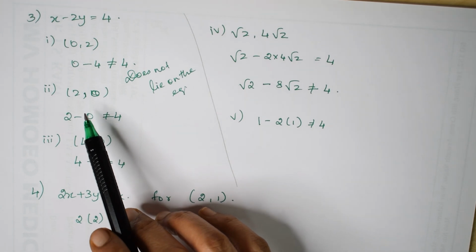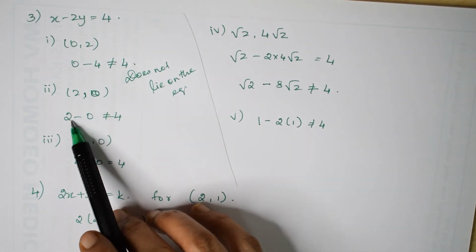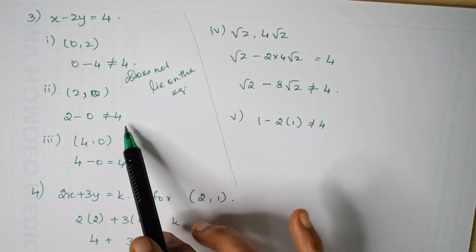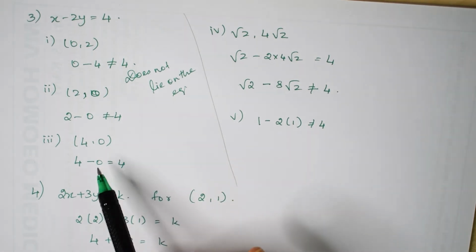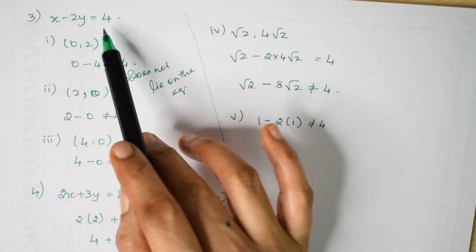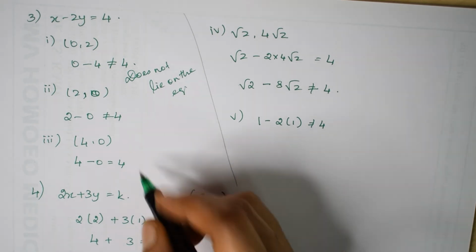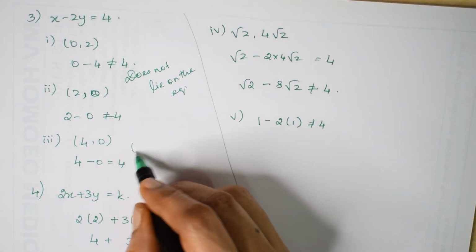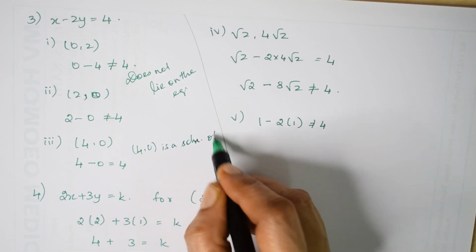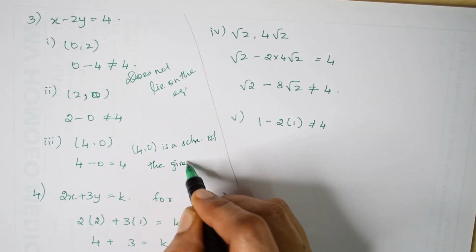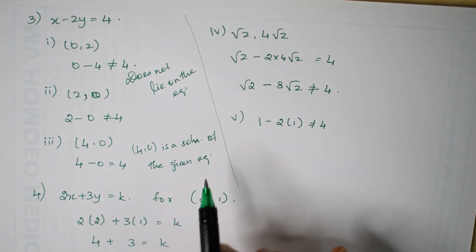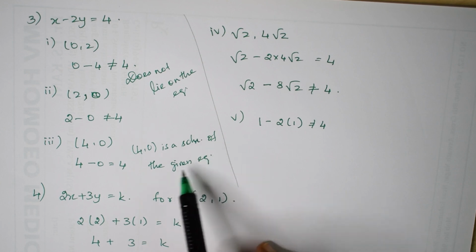Then the second point, (2, 0). When I substitute 2 in the place of x and 0 in the place of y, I have 2, which is not equal to 4 again. So this point also does not lie on the equation. And the third point, (4, 0). When I substitute again, I get 4 minus 0 is equal to 4. Yes, 4 is equal to 4. So this point (4, 0) is a solution of the given linear equation. Okay, you write the whole sentence, but I am just writing in short forms. 4 comma 0 is a solution of the given equation.